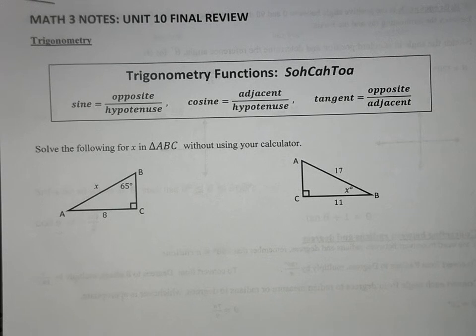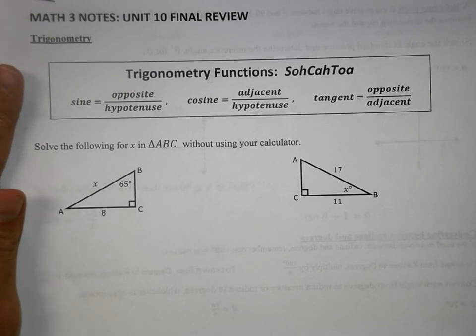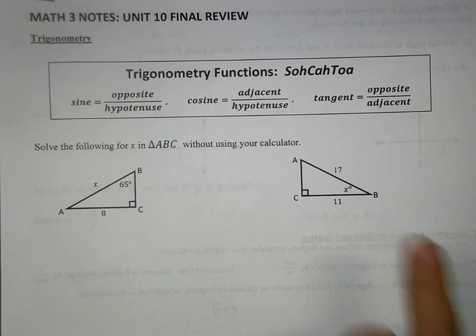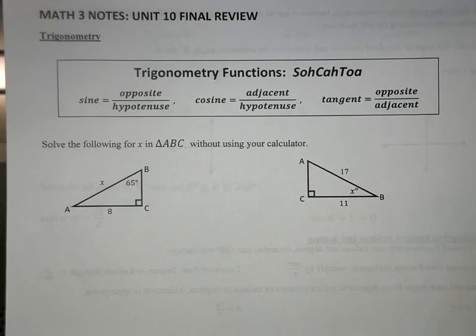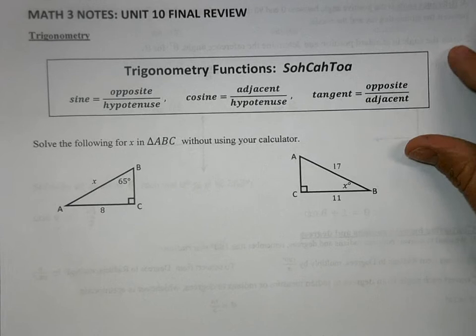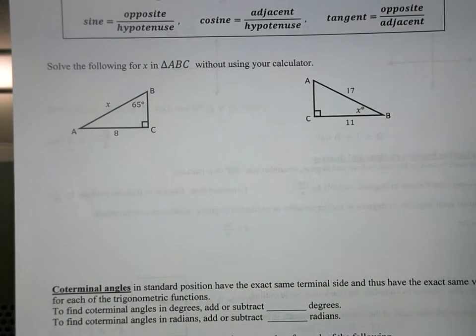Math 3, Unit 10, final review. So this is where we're just going to go back through all the trigonometry that we learned. So you need to make sure you remember SOHCAHTOA and what each of them stand for. Okay? So these first examples, they ask you to solve for x without using a calculator.